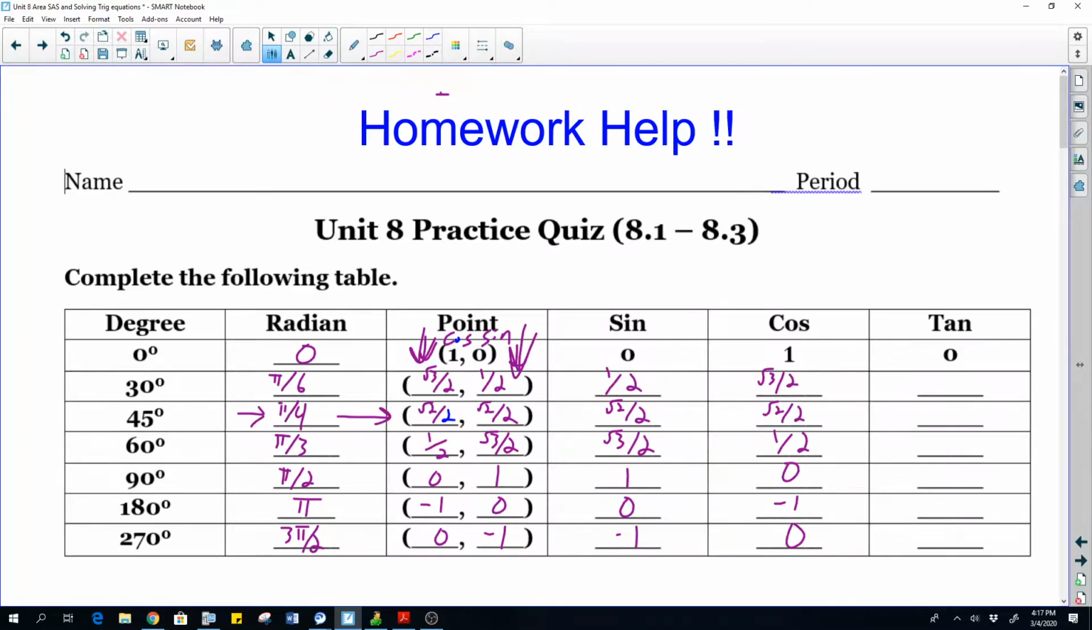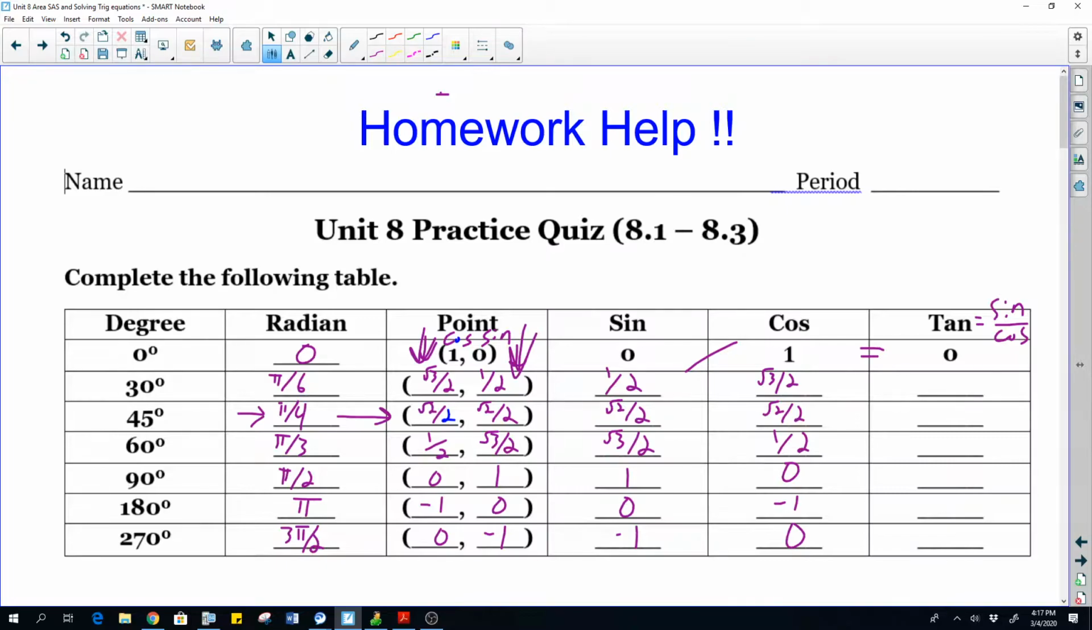Cool. And then tangent, remember what tangent is? So tangent is just sine over cosine, right? So there's sine over cosine. And so you're basically going to go ahead and do some division there. For example, 0 over 1, 0 divided by 1 is just 0. So that's how they got 0.